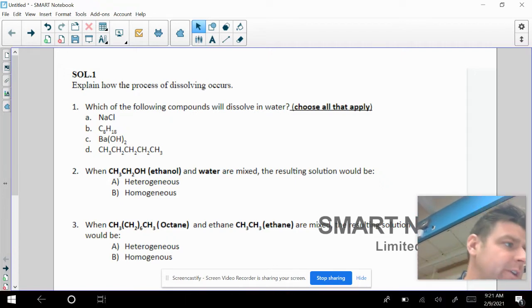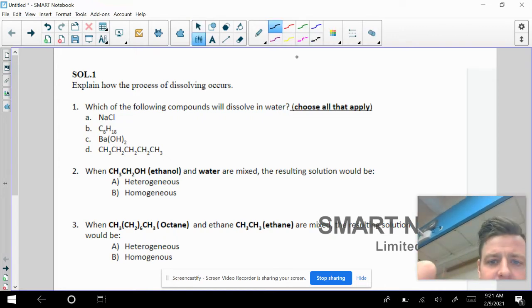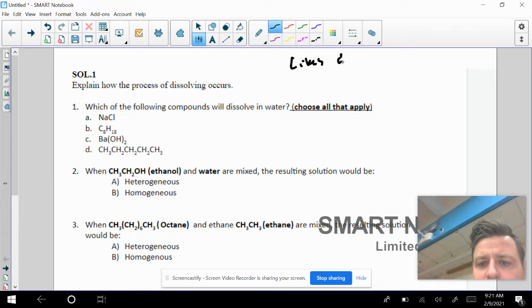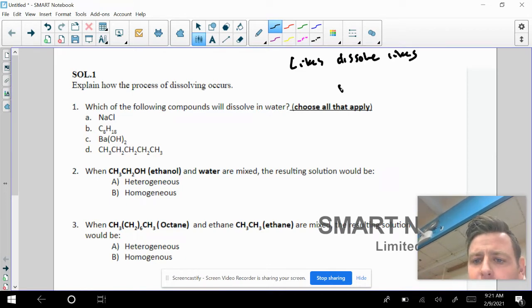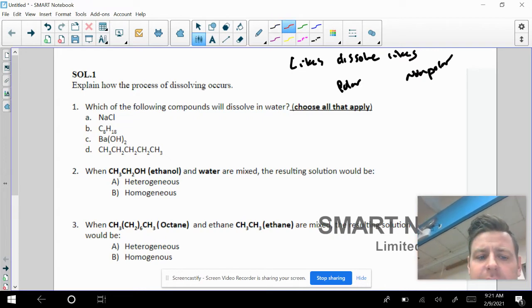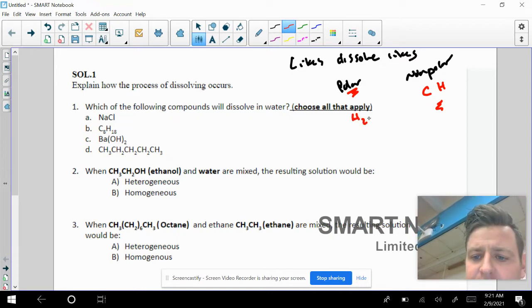Okay, so for the first learning target, what we remember is that likes dissolve likes, right? So polar and then non-polar. Those are the key terms. We have to know what polar is, and polar is basically anything that's not just carbon and hydrogen. Anything that's only carbon and hydrogen is non-polar. Everything else we're going to classify as polar. So water is definitely polar.